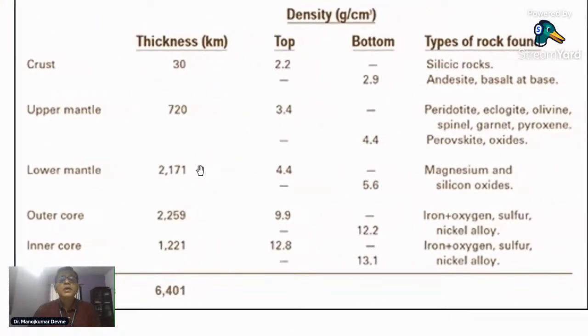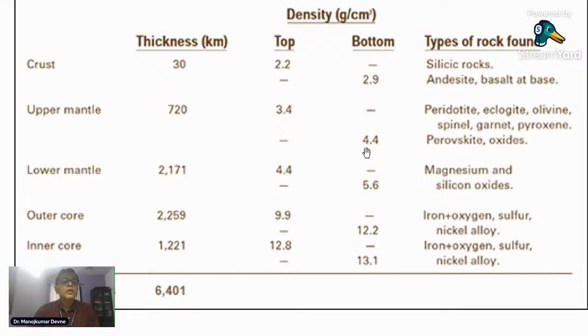Then a few more things that we need to understand. Okay, density we have already seen. It's only that they have now given us in a top-bottom form. So density at the top of that particular layer and bottom of that particular layer. So you start at 2.2 and you end at 2.9. That's the crustal limit of density.